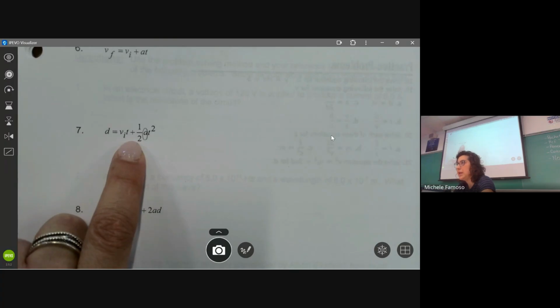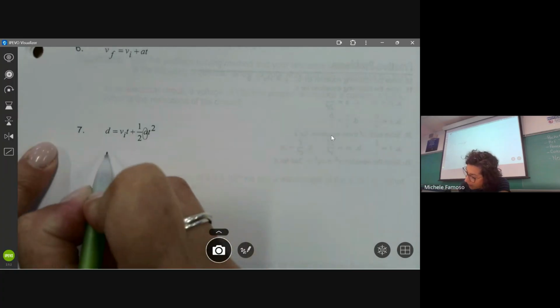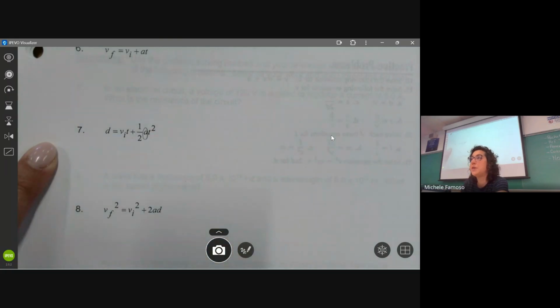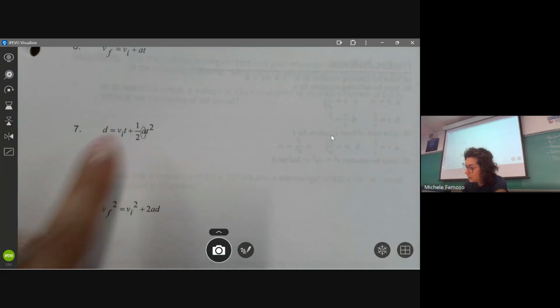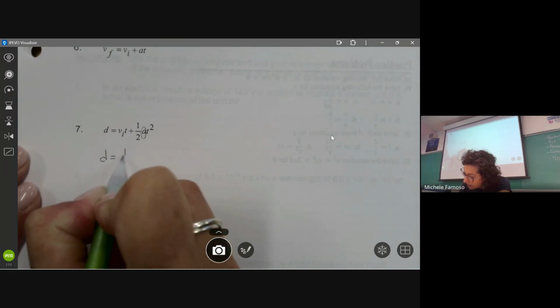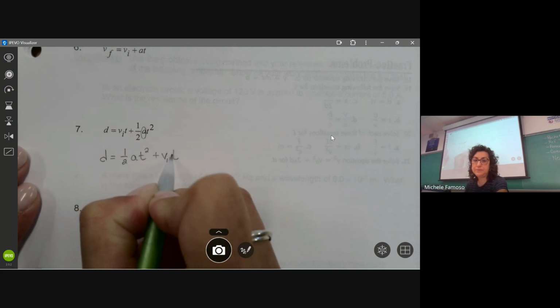First thing I see is an addition sign, and I know I have to undo addition, right? Here's the thing. Because the a is in the second term, a lot of students say, oh, I'm going to subtract half at squared to bring it to the other side. That would be wrong. You want to keep the a where it is. You are not going to touch that term to bring it to the other side. Instead, what we should recognize is that addition is a commutative operation, which means that 2 plus 3 is the same thing as 3 plus 2. It doesn't matter the order in which you add. So this could be rewritten as d is 1/2 at squared plus vit.